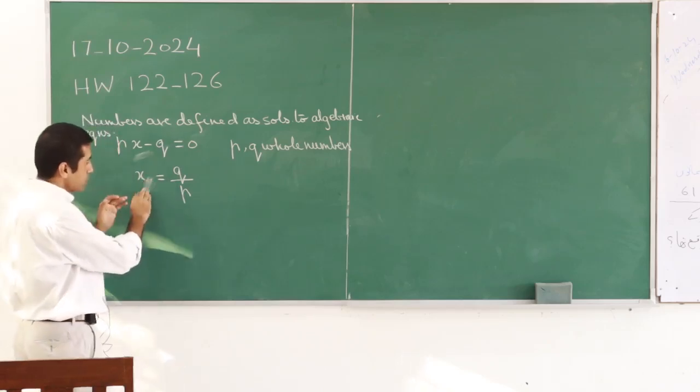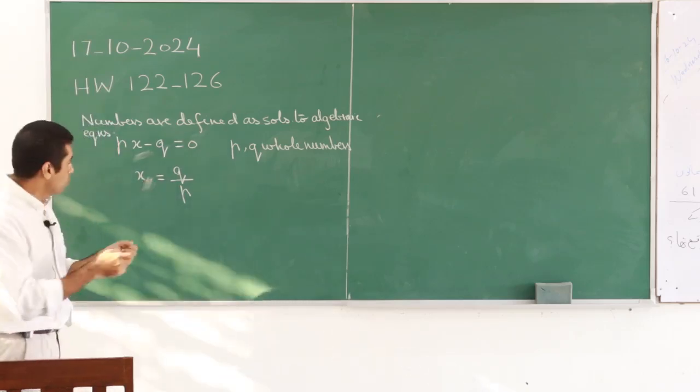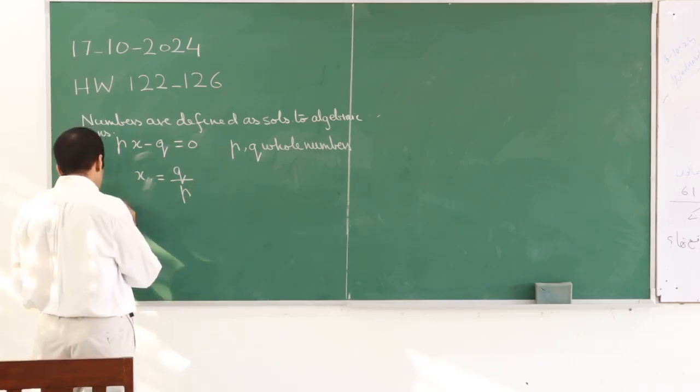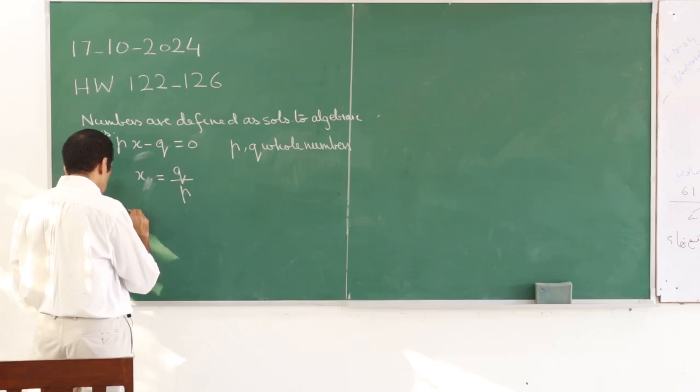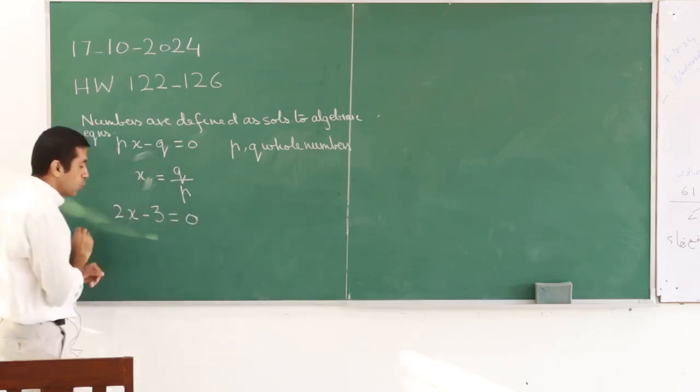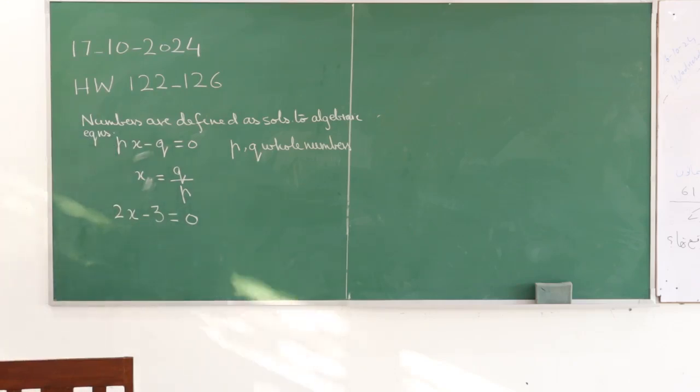Ignore this. The subscripts are just ways of making it more concrete. Okay, I want to define 3 over 2. So 2x minus 3: the solution to the equation 2x minus 3 equal to 0 is defined to be the number 3 over 2. That's how it is going. 3 over 2 solves this equation, right?